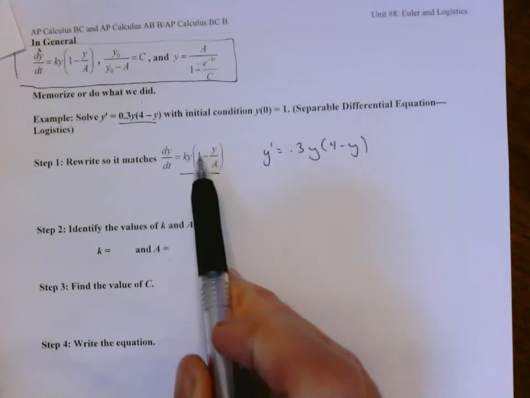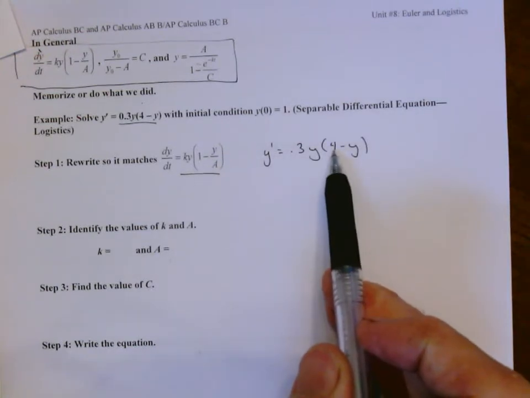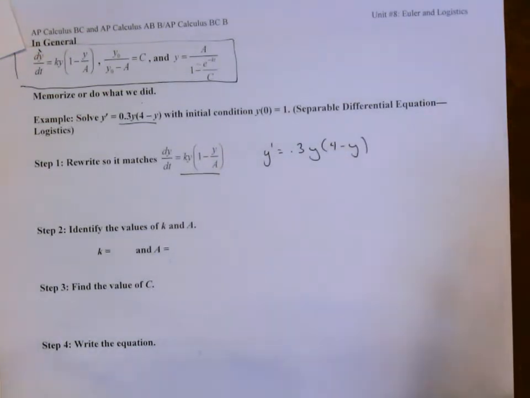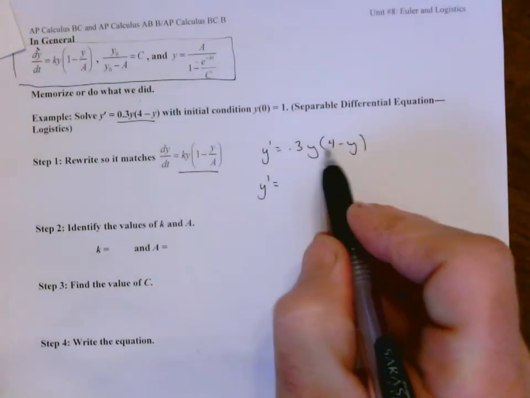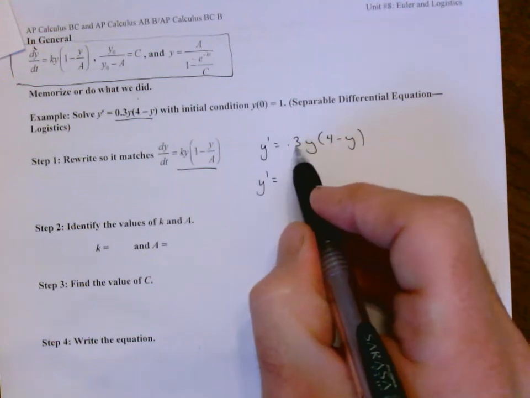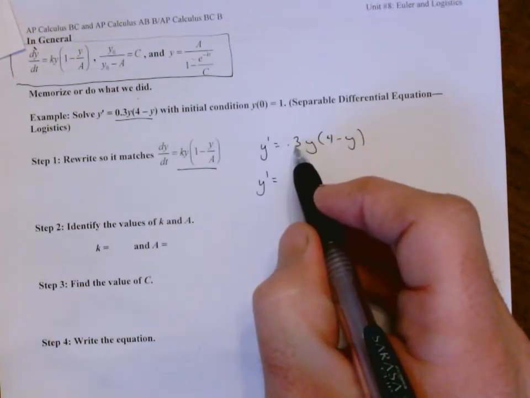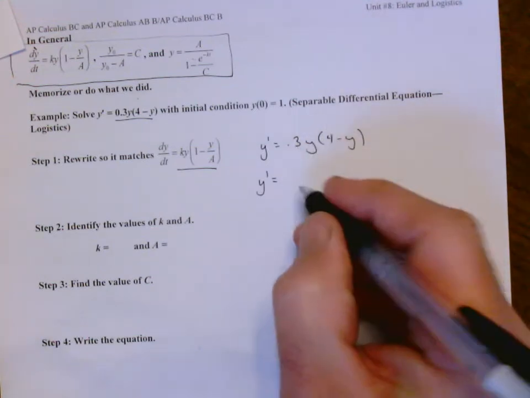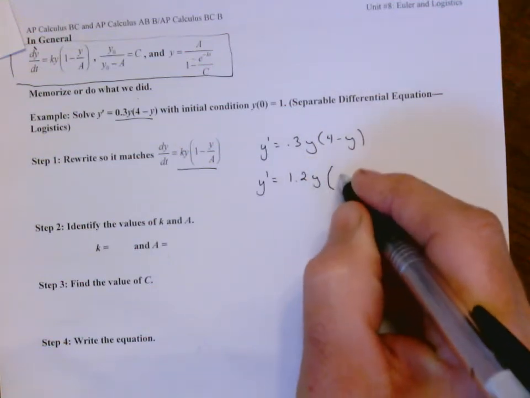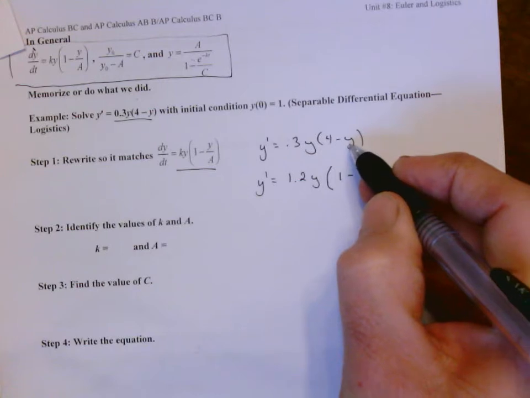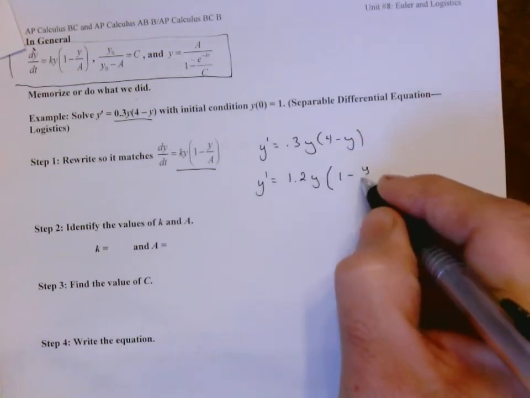Now, if you notice, this needs to be 1. Right now it's 4. I need it to be 1, so factor out the 4. So you have y prime is equal to, bring out the 4. 4 times 0.3. Well, 4 times 3 is 12, so 4 times 0.3 is 1.2. So 1.2 y times 1 minus, now when you take a 4 out of 4 minus y, you're left with y all over 4.